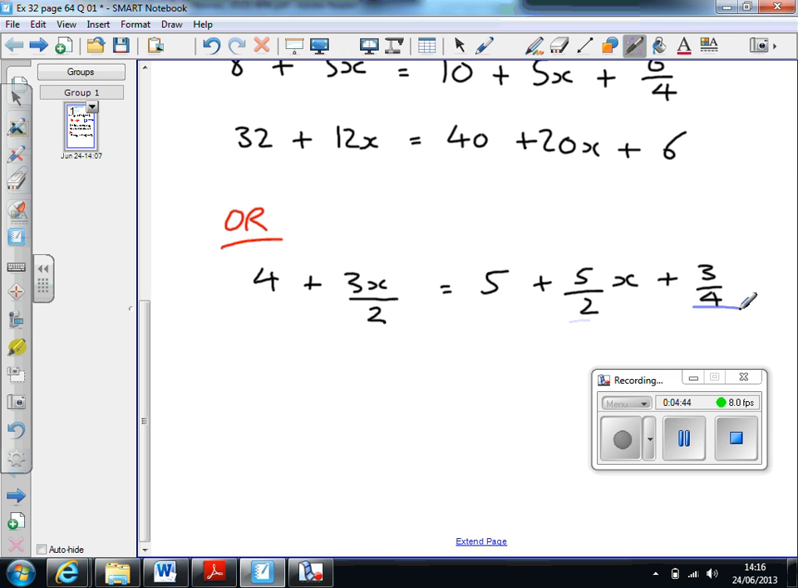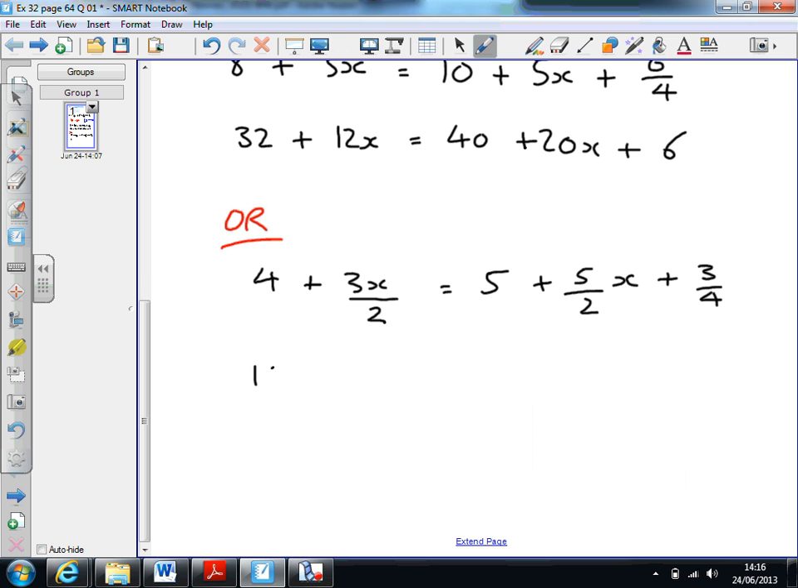So if I multiply through by 4, I get 4 times 4 is 16. 4 at the top here means that if I then cancel, 2 goes into 4 twice, so that leaves me 2 times 3 is 6x equals 4 times 5 is 20 plus, again, multiplying through by 4 leaves me 2 on the top, so 2 times 5 is 10x plus 3.